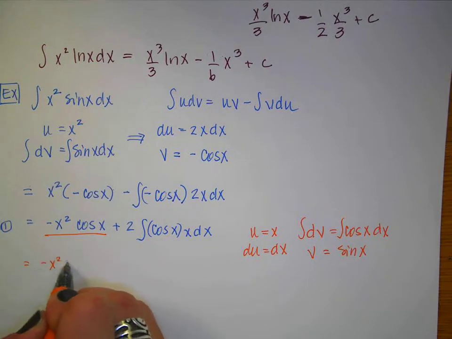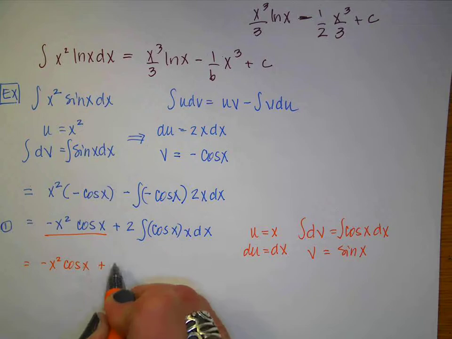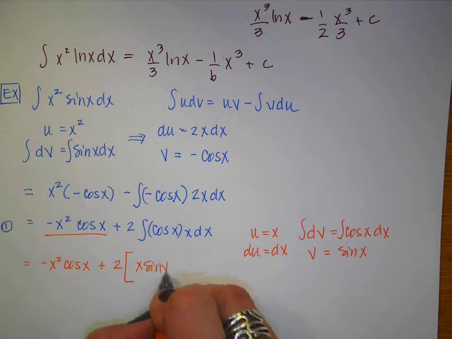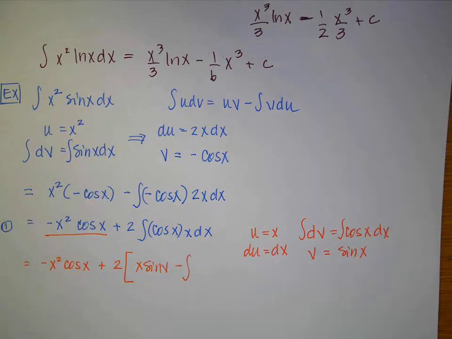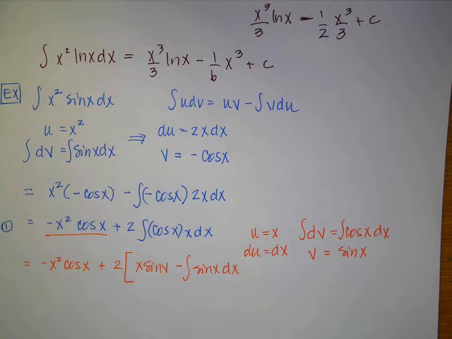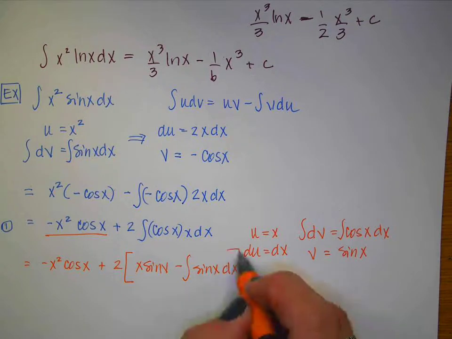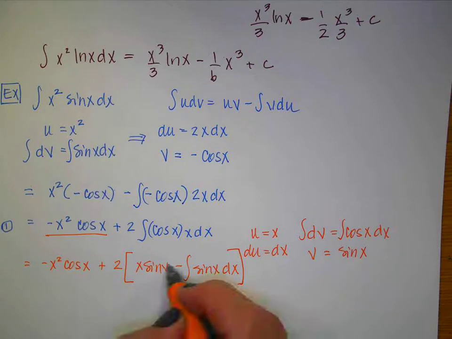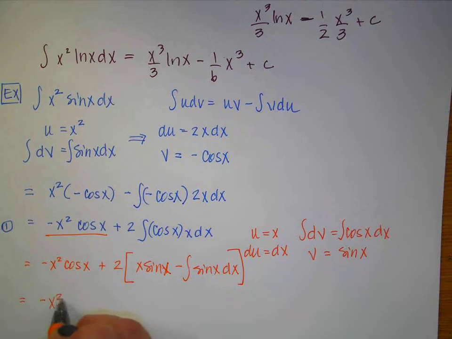All right, so I'm going to rewrite this. So I'm going to rewrite a negative x squared cosine of x plus 2, and I'm going to put a big parentheses. Okay, so it's going to be u, which is x, times v, which is the sine of x, minus the integral of v, the sine of x dx, because my du is my dx. Alrighty. So now I can manage this, so I'm just going to go ahead and finish. And this is an x, by the way. Sorry, it looks like a v.